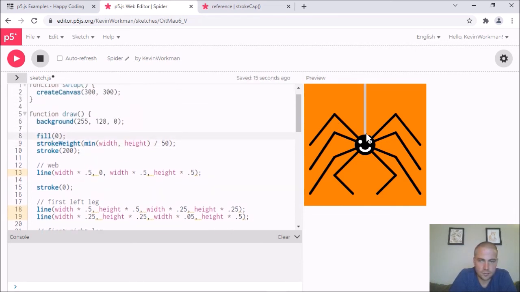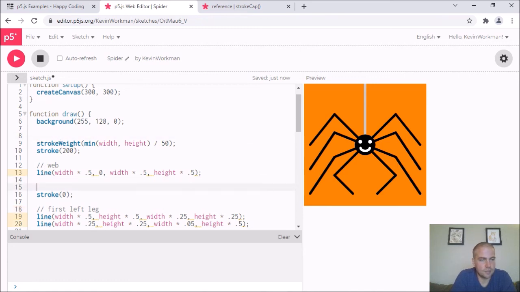Okay, so I've got fill, black, stroke weight, set the thickness, stroke of 200, draw my web, and okay, I'm going to move this down actually, fill and stroke, so I'm setting those at the same time. Yeah, okay.